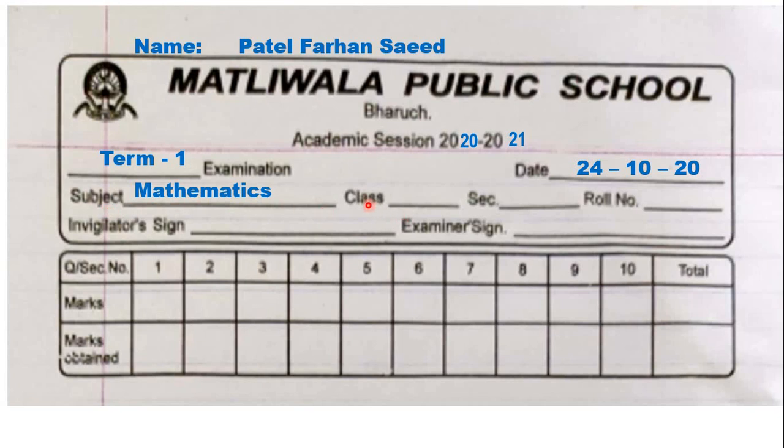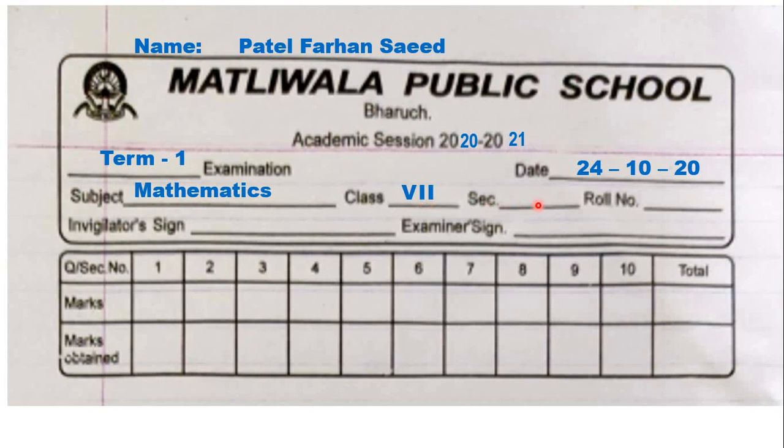Now, which class do you belong to? Maybe you are from 5th class, so write 5th. Suppose you are not in 5th, you are in 6th, so write 6th. Suppose you are in 7th, so write down 7th. Whichever class you are in, write that class in Roman numbers.